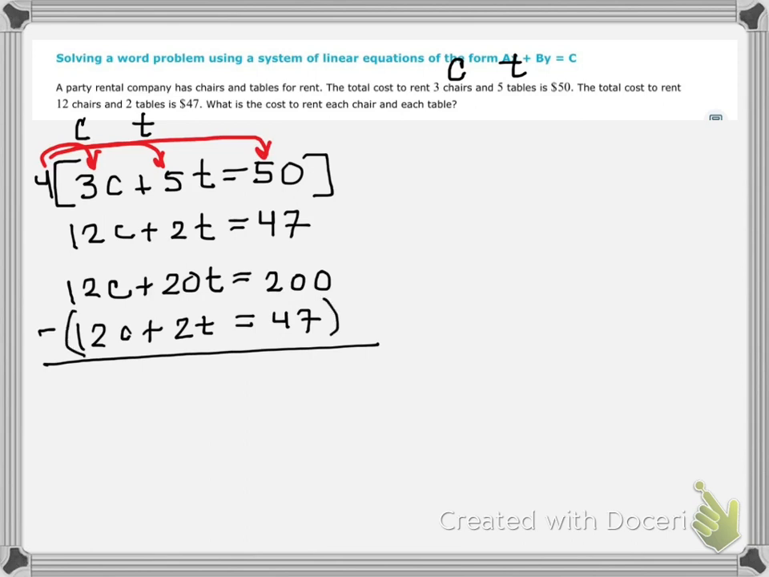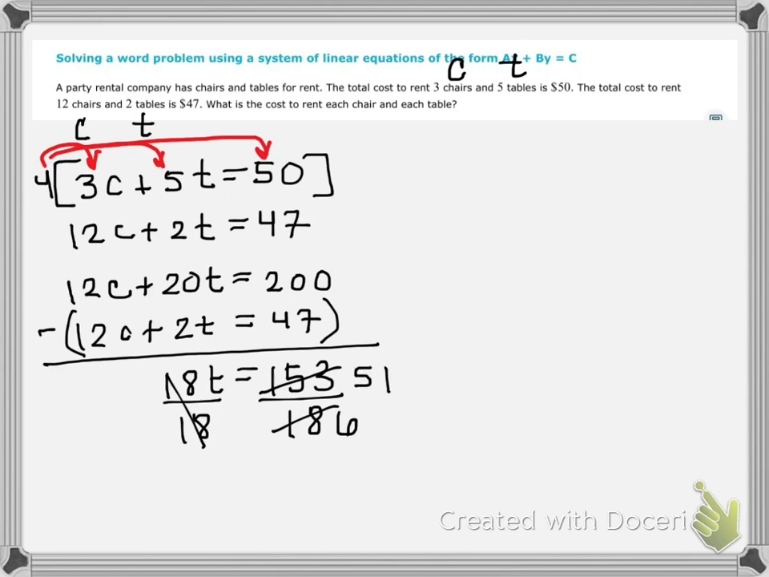So parentheses there. And then I go 12c minus 12c is 0. 20 minus 2 is 18t. And 200 minus 47, what is that? That's 153, I believe. And then I can solve for t. 18t equals 153. I bet 18 is a factor of 153, but I'm going to have to take it in steps here. These are both divisible by 3, so that goes 6, and that goes 51.